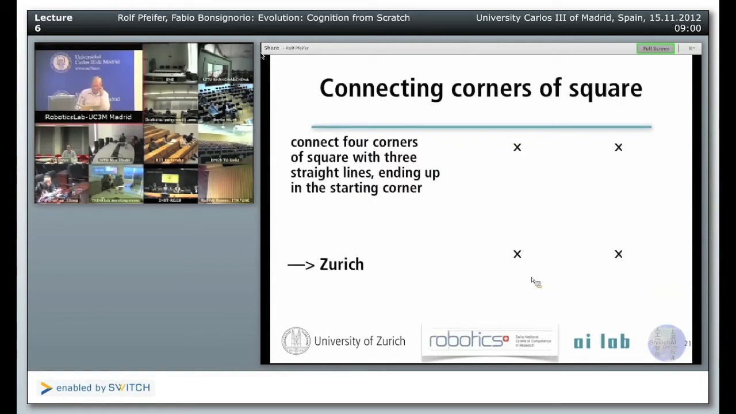Okay, now there is a famous problem. You have four corners of a square, and you have to connect the four corners of the square with three straight lines ending up in the starting corner. Maybe we can briefly switch to Zurich for a suggestion on a solution.